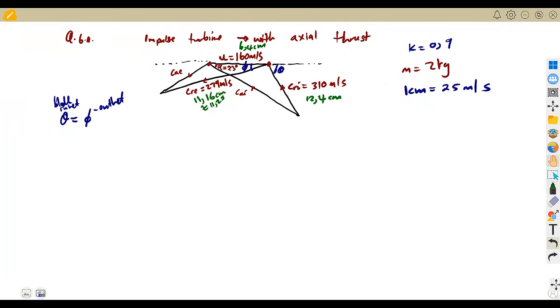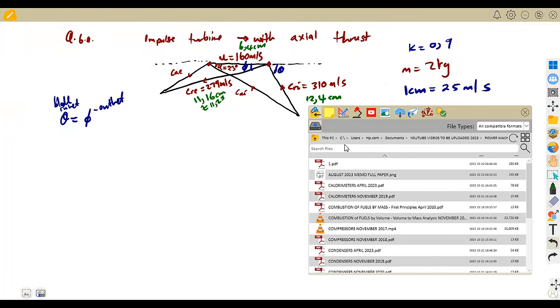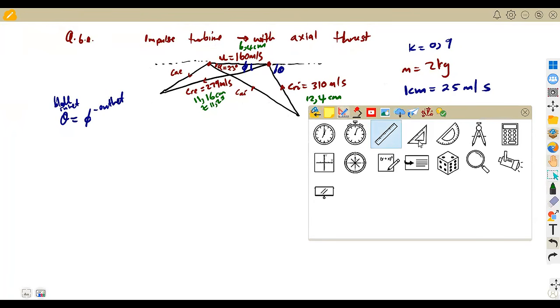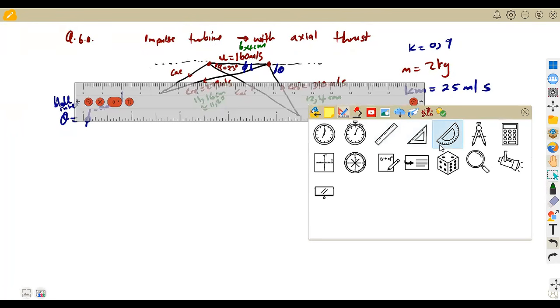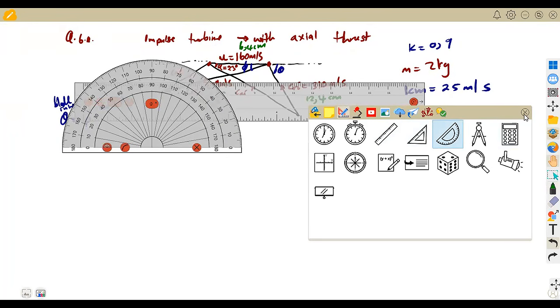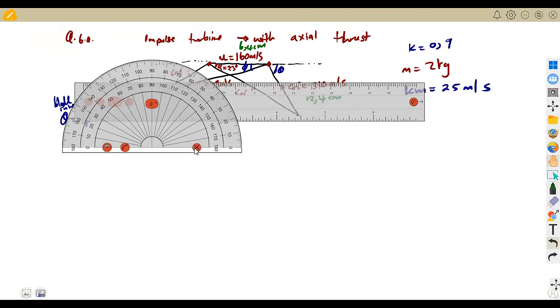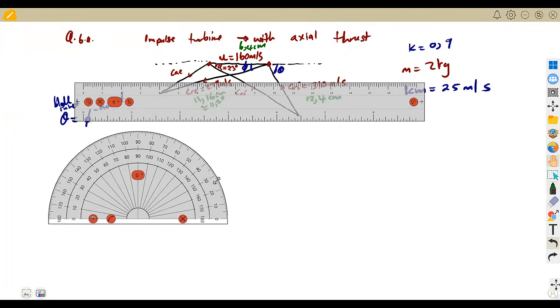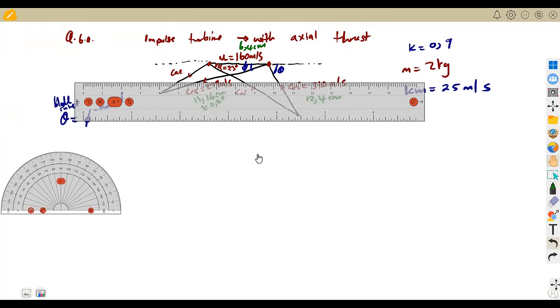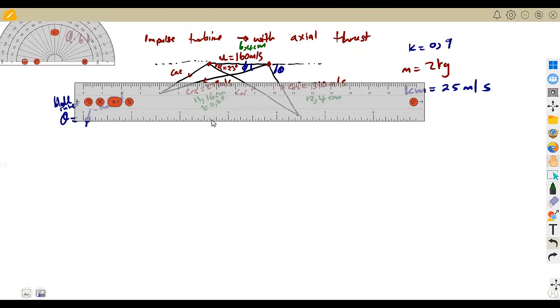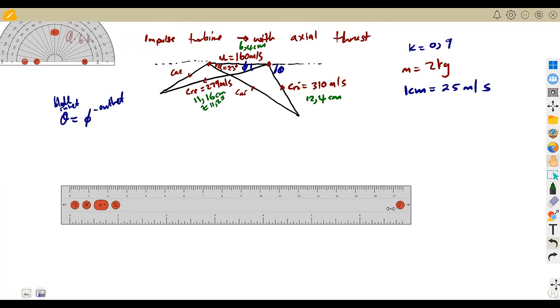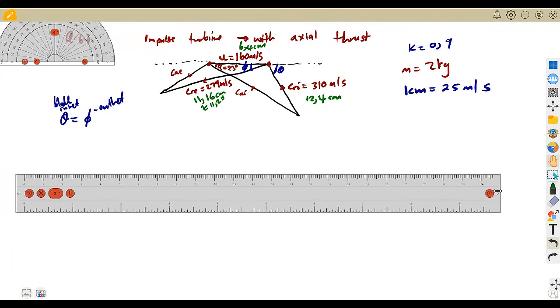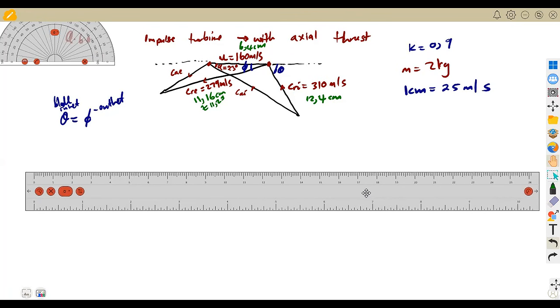Let us get our instruments for construction. We're going to need a ruler and a protractor for measurement. We're going to need first the reference line where we're going to have our given velocities and the angles and so forth. If you start from there, it's going to be easier that way.